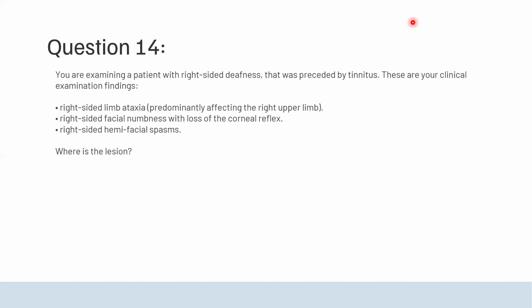We have this tinnitus, which is associated with the vestibulocochlear nerve. And then we have the right-sided limb ataxia, which is through the cerebellar peduncles. The right-sided facial numbness with the loss of the corneal reflex, which is through the trigeminal and the facial. And then the right-sided hemifacial spasms due to the facial.